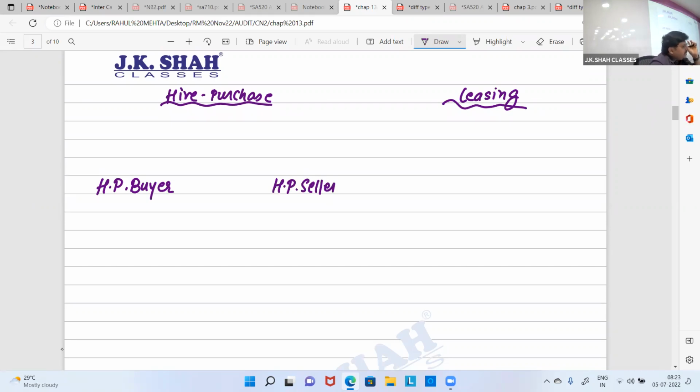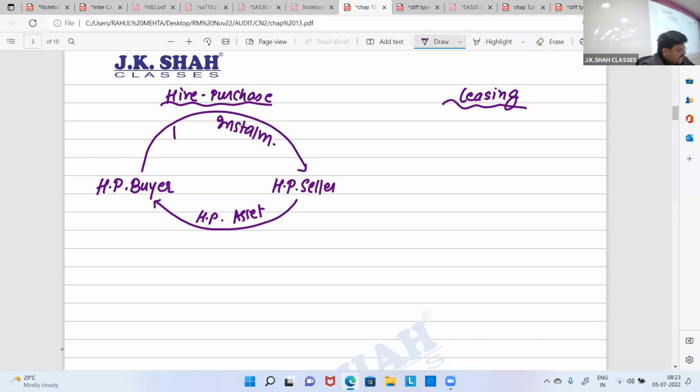Whether it's a vendor or seller, the seller will give something to the buyer. What? That is known as hire purchase assets. The buyer will give something to the seller: installments, which are known as hire purchase installments. But this will happen over the term, which is known as hire purchase term. Anybody has a doubt here?